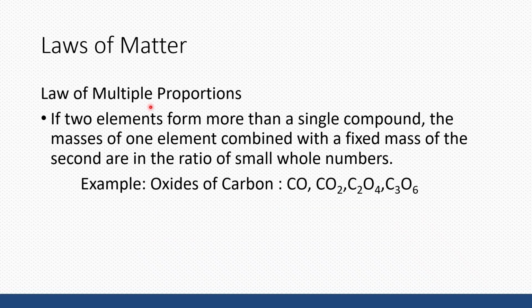Next, the law of multiple proportions states that if two elements form more than a single compound, the masses of one element combined with a fixed mass of the second are in the ratio of small whole numbers. Just like earlier, there is an integer which represents the number of atoms in a compound. So for example, CO has only one carbon and one oxygen. CO2 has one carbon and two oxygen. Same goes with these other compounds.